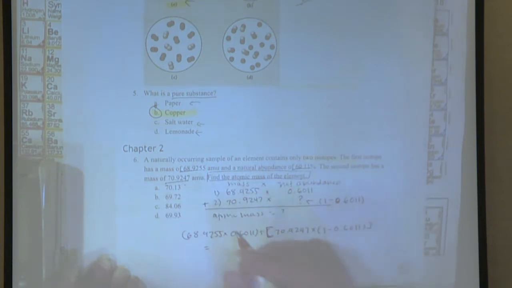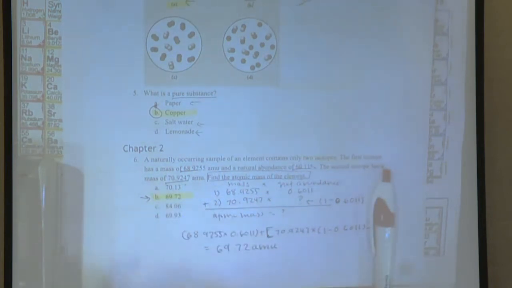When you do the math out, you should be getting an answer like this. And the answer to that would be B. Everyone understand how I use the percentages and decimals to get to there? Good, good.